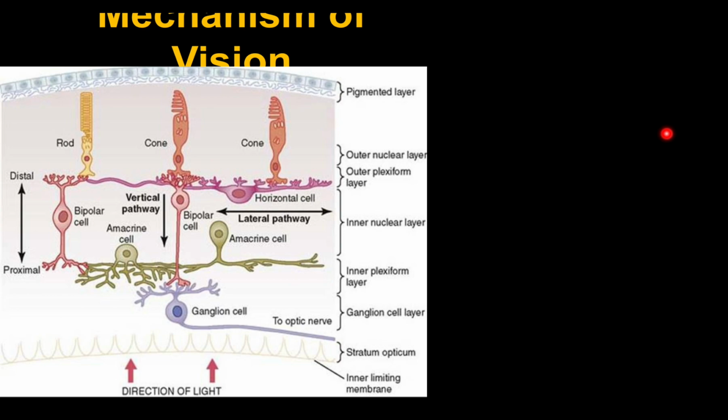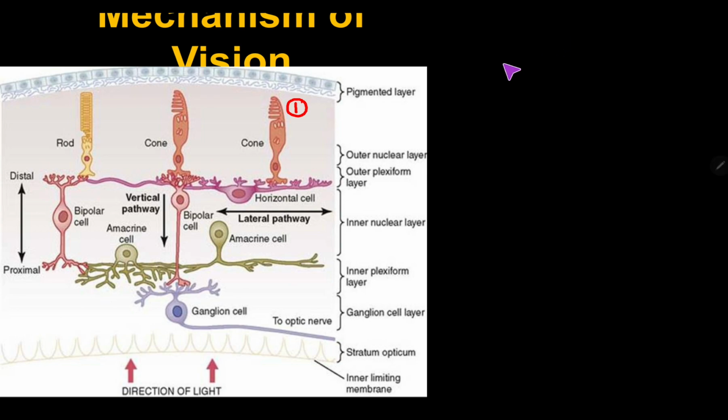So the light will come like this, and the story will start from the rod and cone cells. Rod and cone cells absorb light. They are the cells that absorb light, and after that they generate impulses. Those impulses will come to bipolar neurons, and from bipolar neurons to ganglionic cells. From ganglionic cells it will go to the visual cortex of the brain. Let's see how; we have to discuss it in detail.